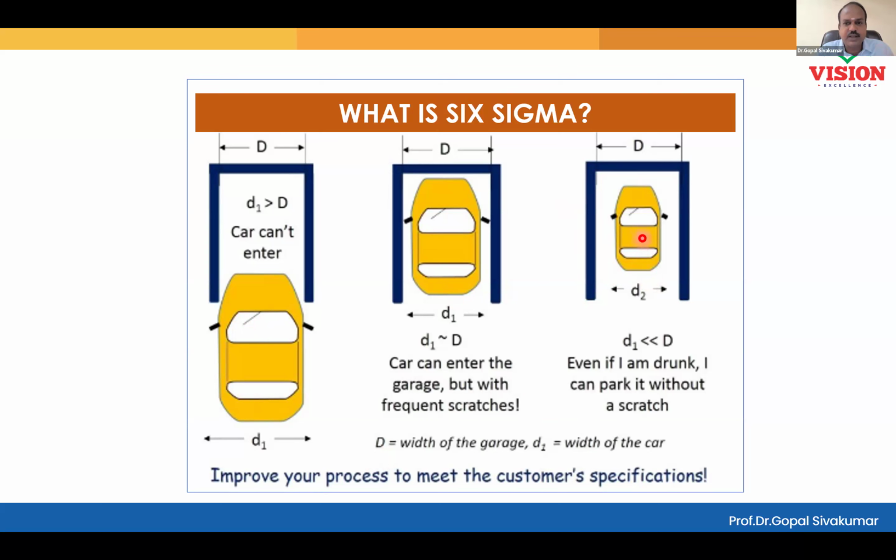See here, the size of the car indicates the spread of the process. The size of the parking area indicates the customer provided tolerance. Car should always be smaller than the size of the parking area. Yes or no? So the spread of your process should always be smaller than the tolerance given by the customer. If your process spread is more than the customer tolerance, definitely failures will happen for sure.